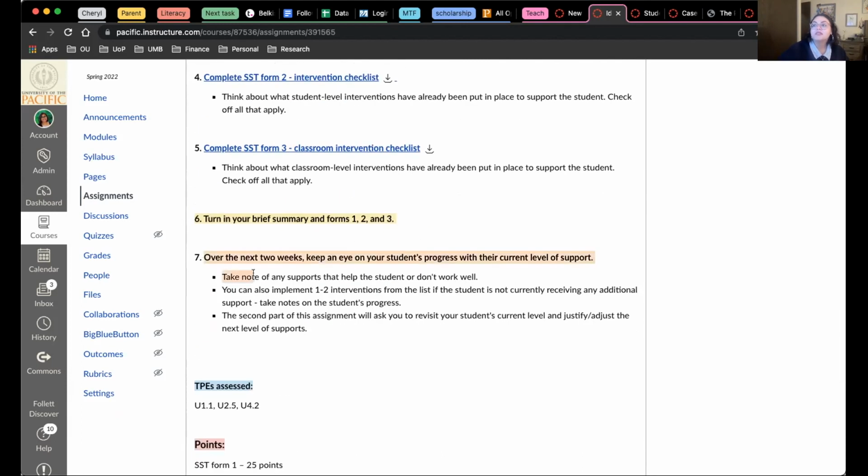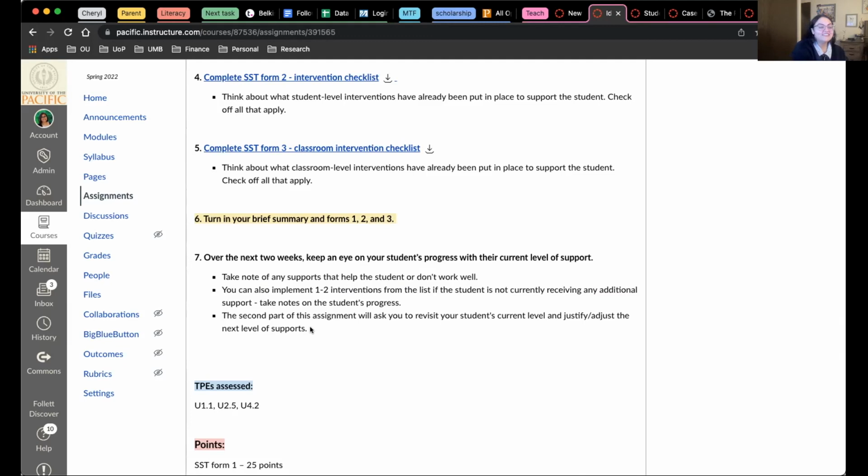For part 2, this is why there's a 7th step here. I'm preparing you for part 2. So over the next 2 weeks, I want you to keep an eye on your students' progress with their current levels of support. I'm not asking you to put in any additional levels of support, though you can if none have been done already.